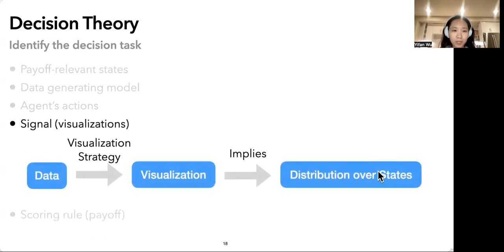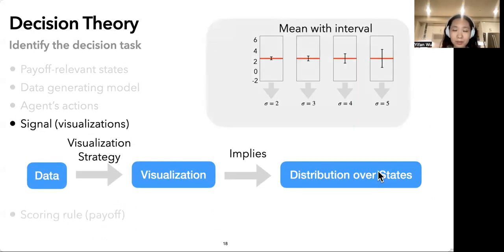And then we think of the visualization as a signal that's informing the agent about the distribution of the payoff relevant state. So this visualization transforms data into a plot that's shown to the agent, and this implies the distribution over states. For example, the mean with confidence interval is the same as telling the agent what the standard deviation is in that particular trial. So by seeing this mean with confidence interval, the agent is able to infer the probability of freezing in that random trial.